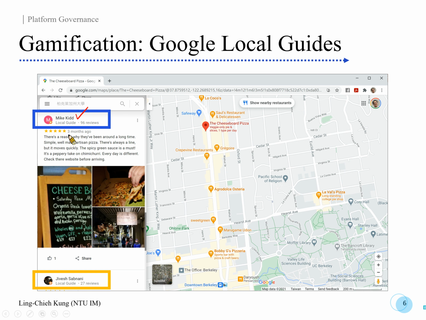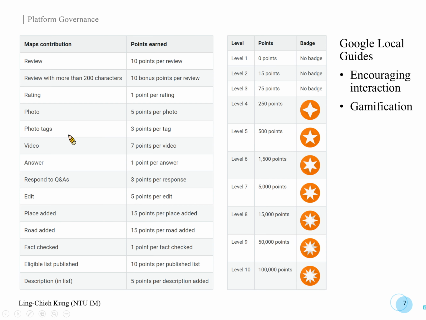Well, then what do we mean by being a local guide? Google says, how about this? We're going to give you points. We're going to give you badges, levels. So if you provide one review, we give you 10 points. If you provide one rating, 1 point. If you upload a photo, 5 points, and so on and so on. So you do a lot of things to earn points so that you get to level 2, level 3, level 4. And after level 4, when you get to one additional level, your badge becomes a little bit different.